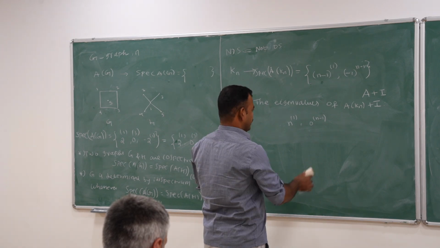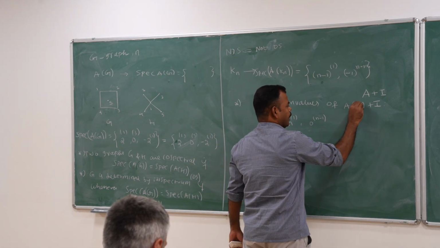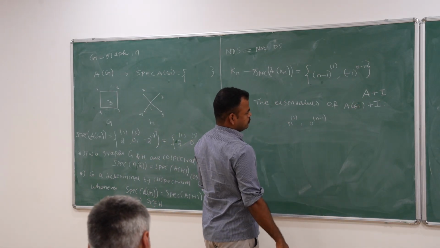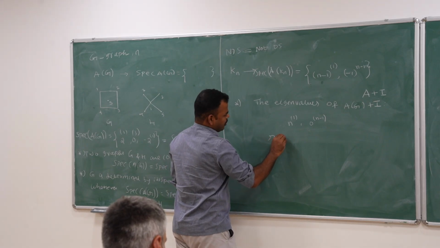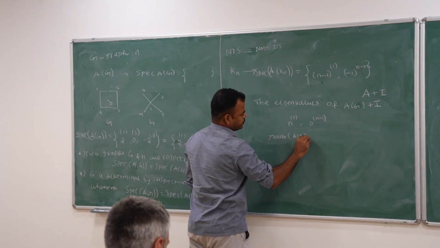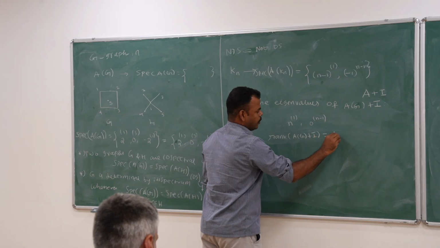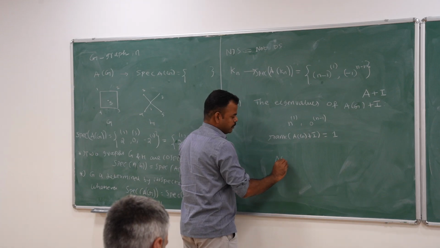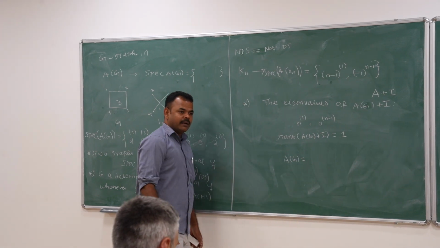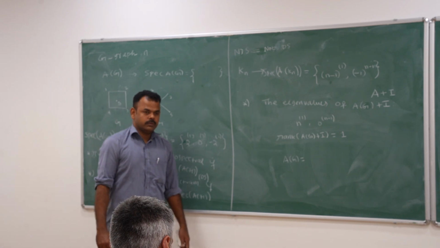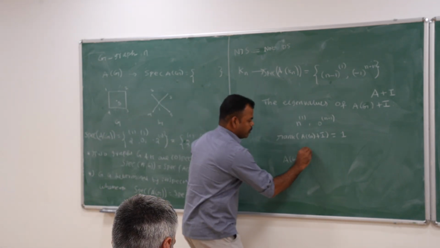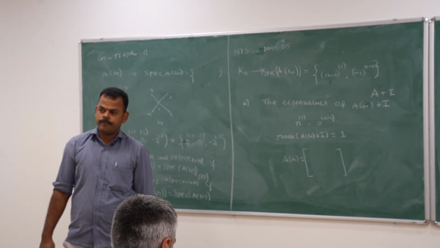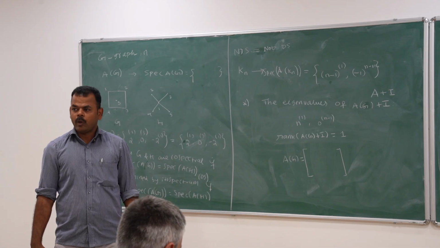Wait. I have to start with some arbitrary matrix, an arbitrary graph, and show that it is isomorphic to Kn. So the rank of A of G plus I is equal to 1. Then what can you say about A? Every row of the matrix should be a linear multiple of one of its rows. All the entries are either 0 or 1.